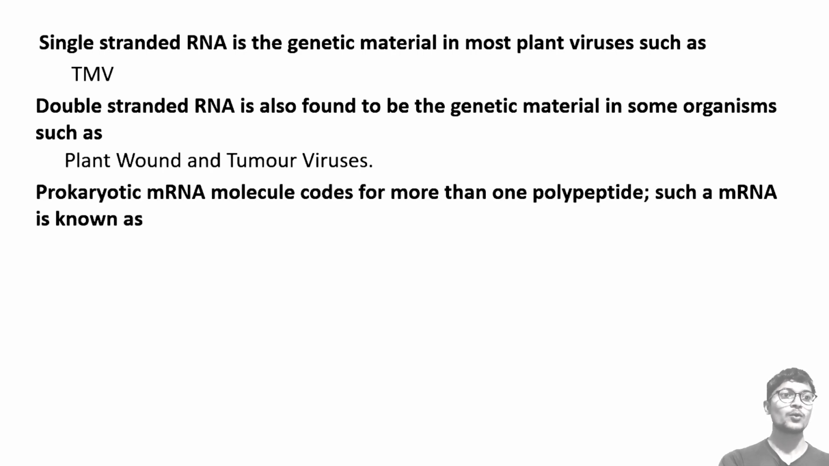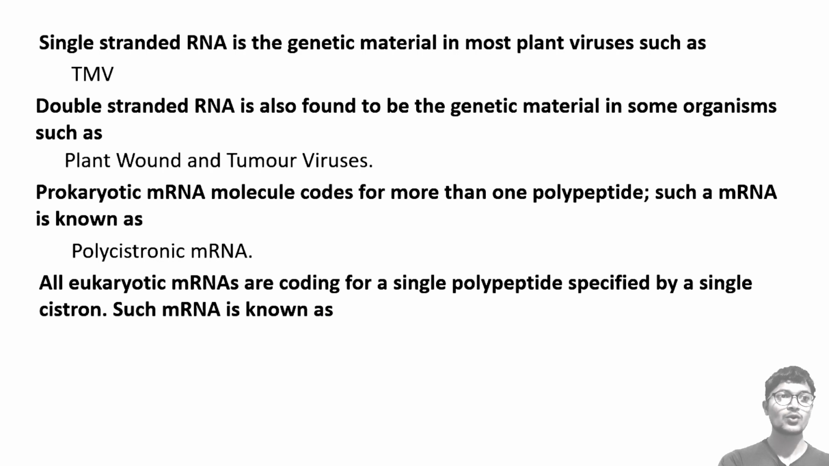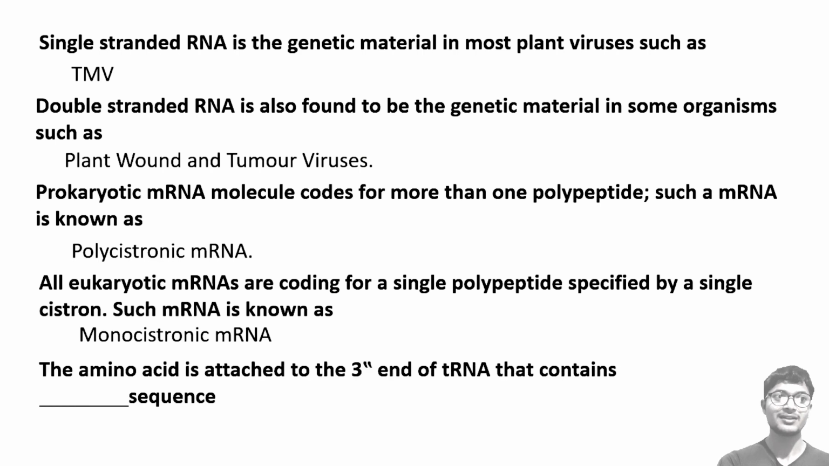Clear? Next question. A prokaryotic mRNA molecule codes for more than one polypeptide. Such an mRNA is known as polycistronic mRNA. Clear? Next question. All eukaryotic mRNAs code for a single polypeptide specified by a single cistron. Such mRNA is known as? Answer is monocistronic mRNA. Clear? Next question. The amino acid is attached to the 3' end of the RNA that contains which sequence? Answer is ACC. Clear?